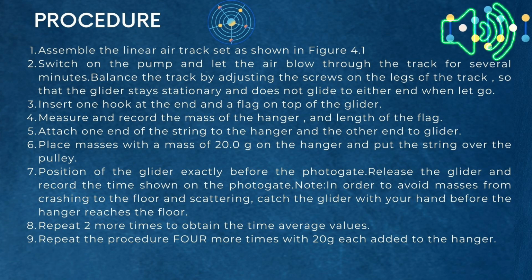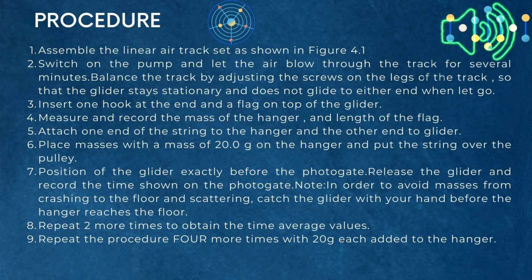Then we go to our experiment procedure. First, assemble the linear air track set as shown in figure 4.1. Procedure 2 is to switch on the pump and let the air blow through the track for several minutes. Balance the track by adjusting the screws on the legs of the track so that the glider stays stationary and does not glide to either end when let go.